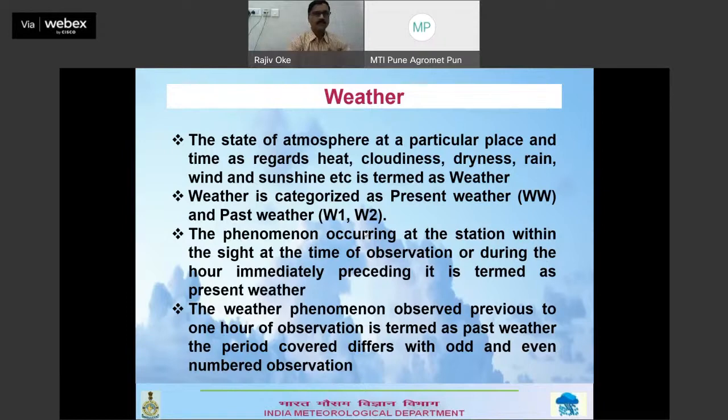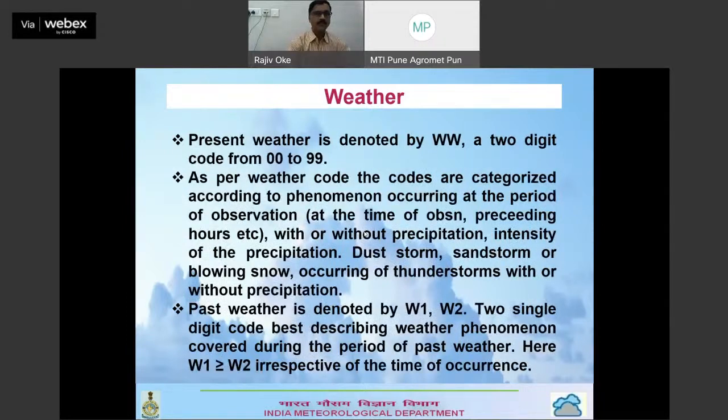Present weather is denoted by the code from 00 to 99, and as per the weather codes, it has been categorized according to the phenomena. That is, suppose at a time of observation any phenomenon is occurring, the code will be different. Suppose take an example of rain. Suppose rain is occurring at a time of observation, it will have a different code, that is 60. So in the preceding hour, the code will be 21, the same rain phenomenon, but in which span it is occurring, accordingly the code changes.